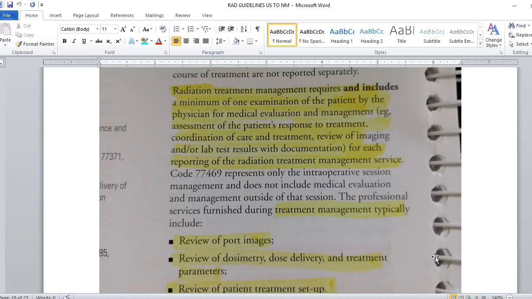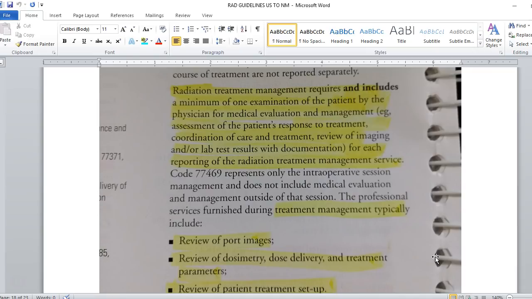Okay, now we have one code, 76649, represents only the intraoperative session management and does not include medical evaluation and management outside of that session. Okay, so that is just when we're having someone come in during surgery.